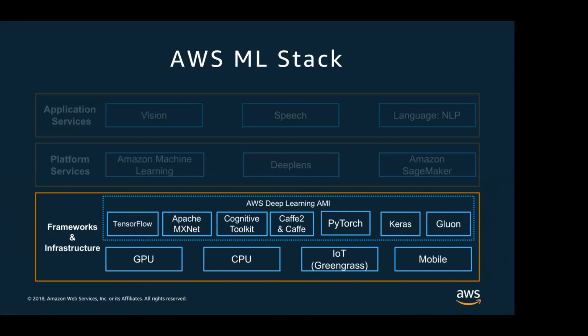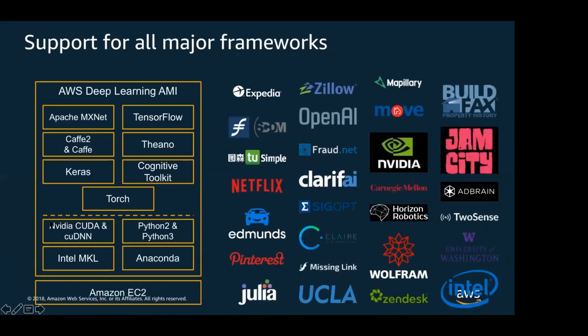Some of the frameworks that we support, as I explained, we have this AMI already built. You can start using that if you are an expert using these frameworks. You can start using MXNet, TensorFlow, Caffe, Theano, Keras, Torch, etc. And you can also use some APIs that are directly provided by the hardware vendor. There are for Intel, NVIDIA, CUDA, Python 2, 3, Anaconda, and it's all powered by the EC2 instances, which are the compute for Amazon Web Service, Elastic Compute Cloud.